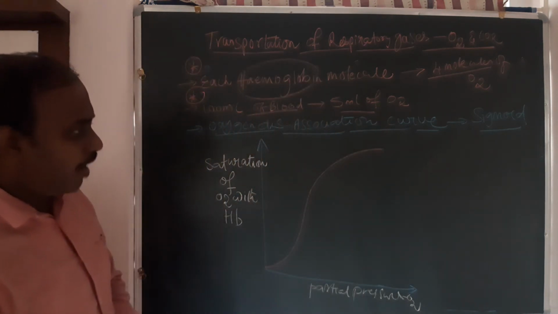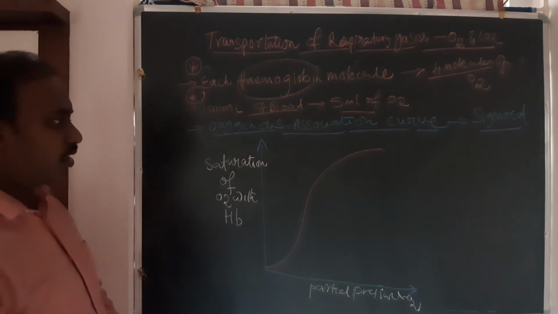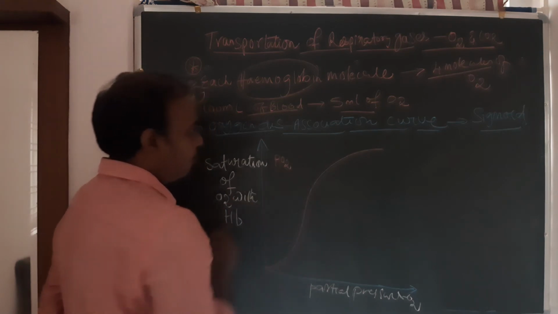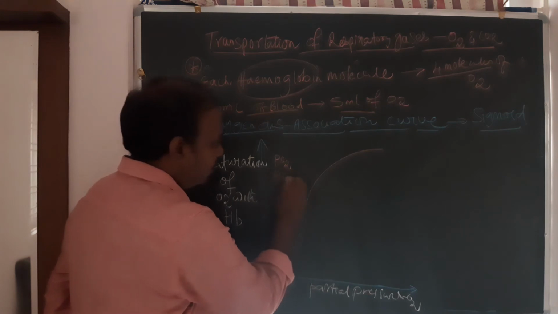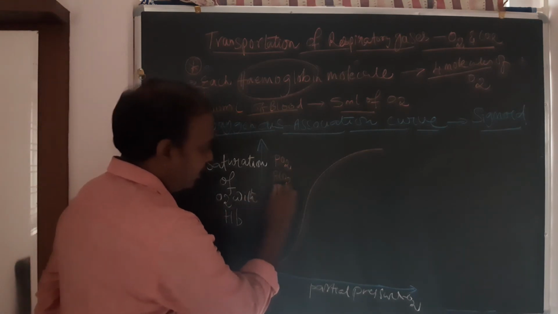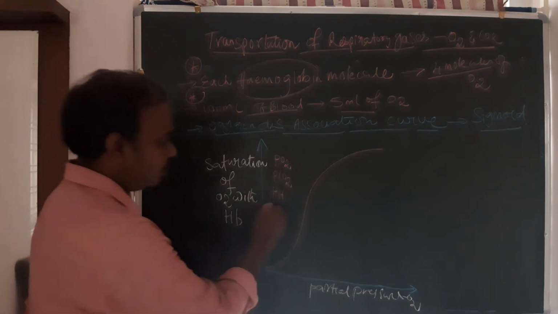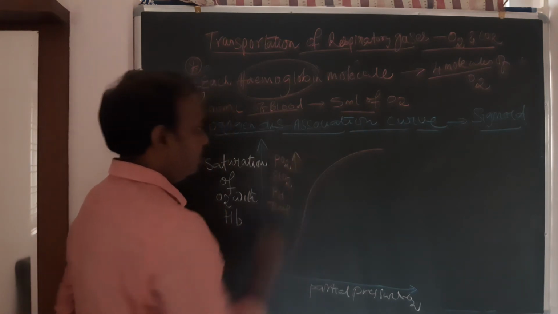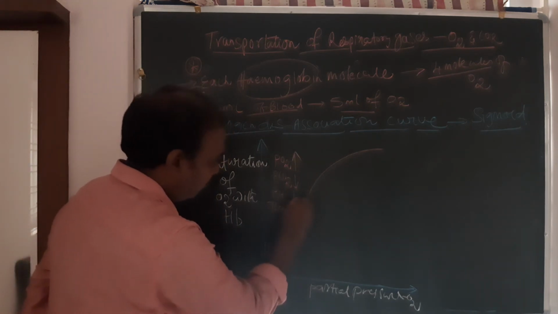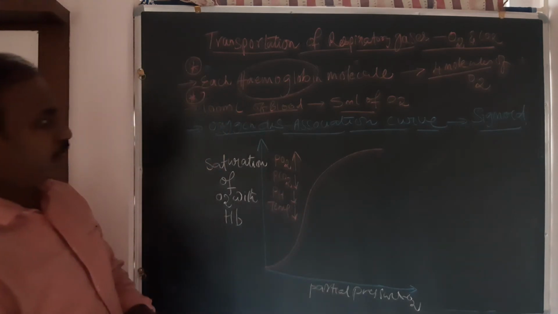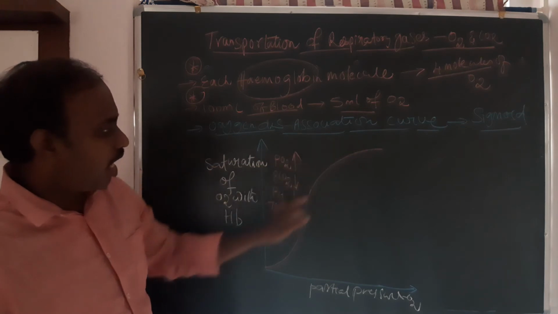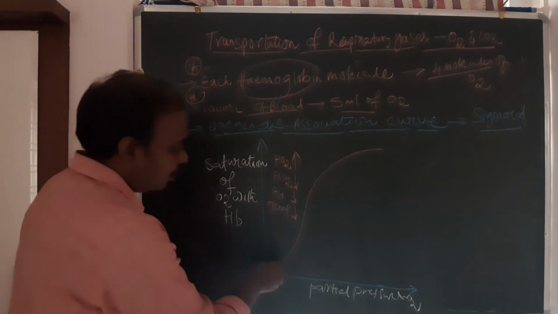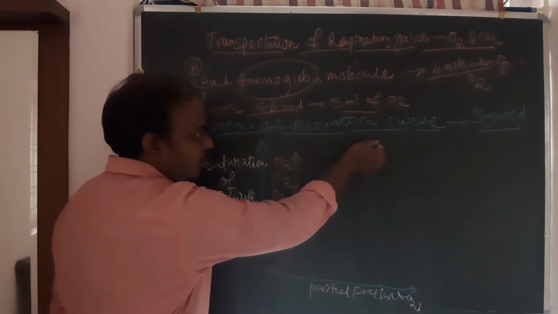As we have seen, the factors influencing this are partial pressure of oxygen, partial pressure of CO2, pH and temperature. Four. If you have this high, this less, and this less, what will be your saturation capacity? High saturation will be there. That means the curve will shift towards the left.